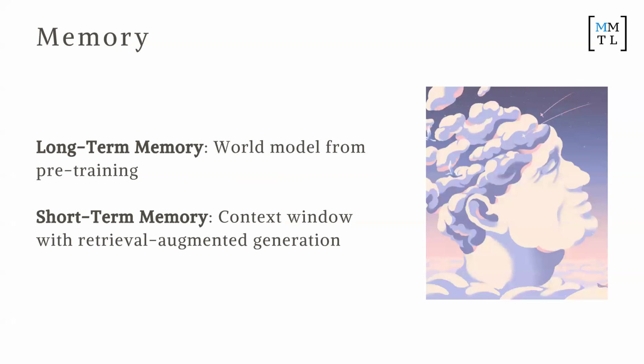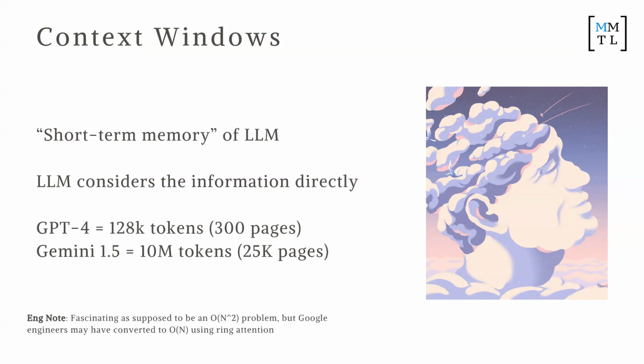Now it also has access to what we consider to be memory, which is both long-term memory and short-term memory. So long-term memory is from pre-training, so the world model that it's created. But short-term memory is starting to get really hot now as well in terms of what's called a context window and retrieval augmented generation. So let's go through what that means.